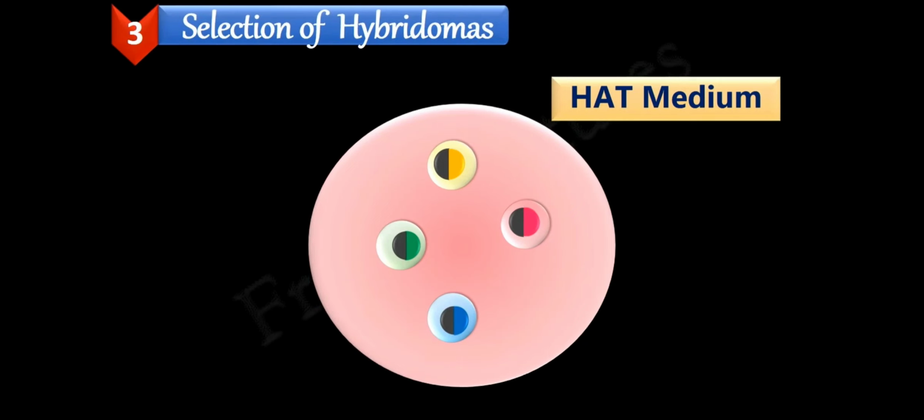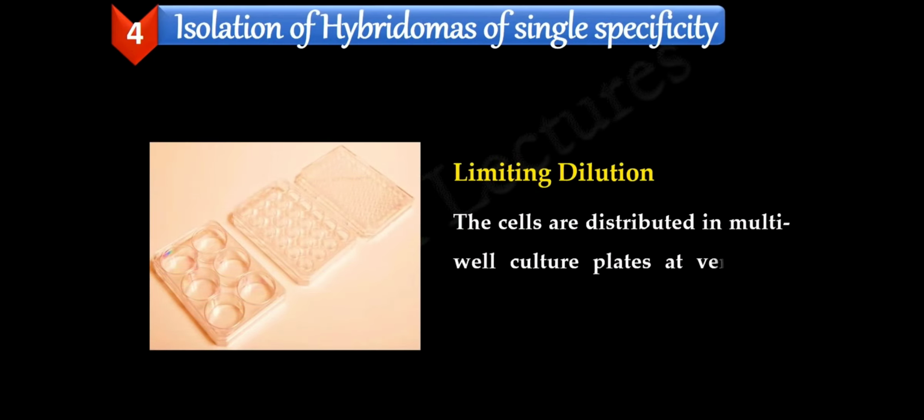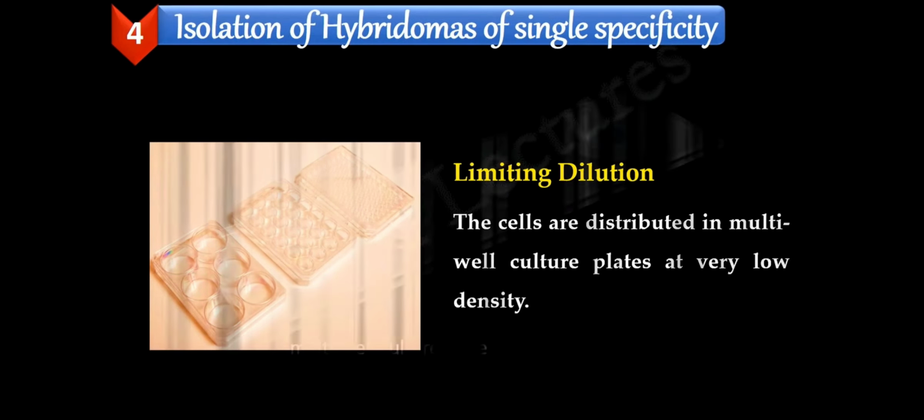Now these hybrid cells are again a mixture of B cells, producing antibodies of different specificities. Recall that each of these B cells will produce antibodies specific to different epitopes on the same antigen. Our aim is to select and propagate a single antibody-producing hybrid cell. We need to isolate these hybridomas and grow them individually. Therefore, next step is the isolation of hybridomas of single specificity. This is done by a method known as limiting dilution. In this method, the cells or hybridomas are distributed in multi-well culture plates at very low density.